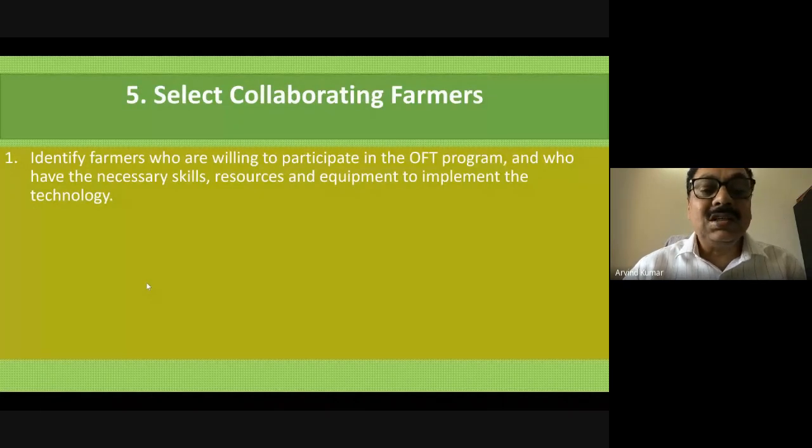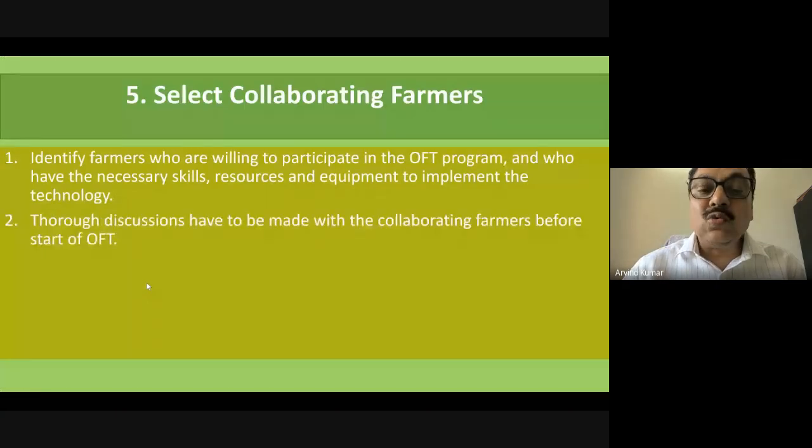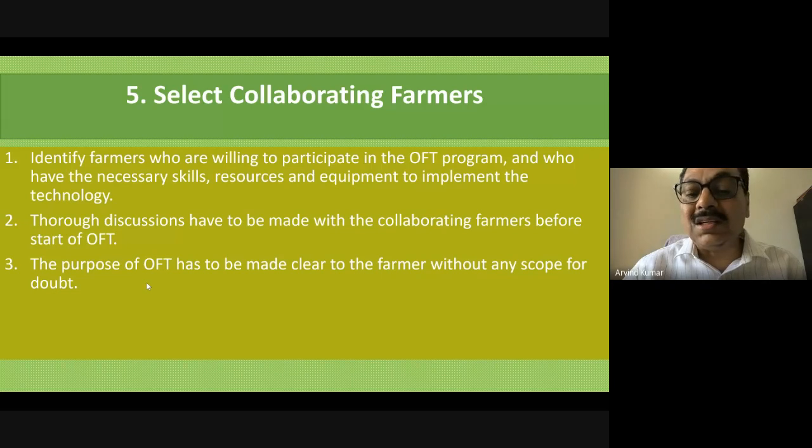Then thorough discussion has to be made with the collaborating farmers before starting off. You have to thoroughly discuss with the farmers what you are going to do, and whether there is any risk. You have to inform in advance. So thorough discussion is required. Then the purpose of OFT has to be made clear to the farmers without any scope for doubt. Otherwise, he may not trust you next time. So you have to clear all the doubts, positive and negative, whatever.